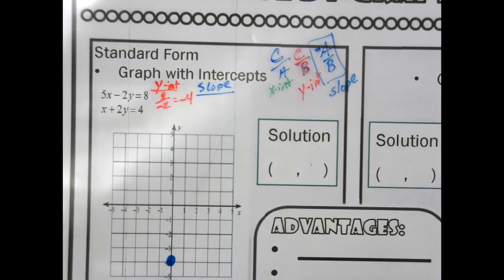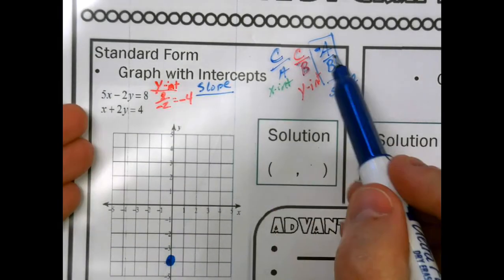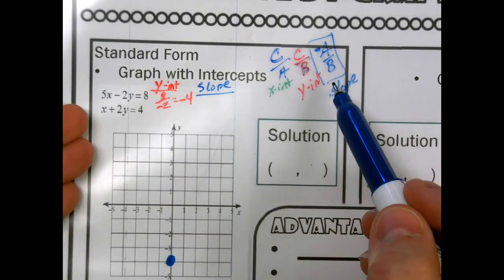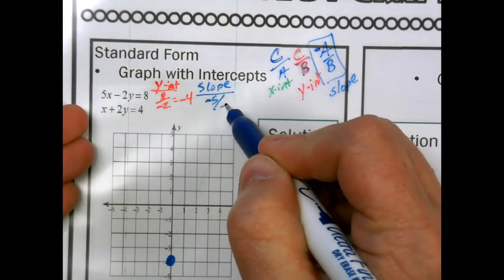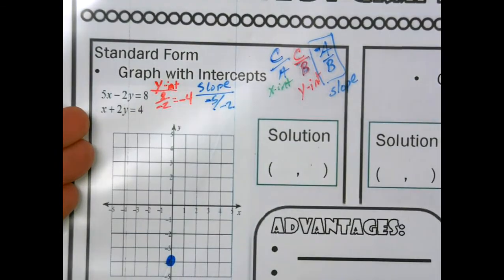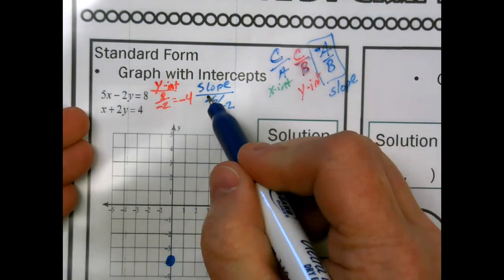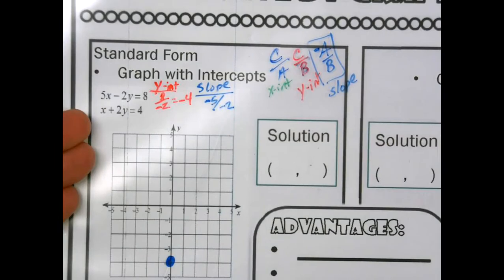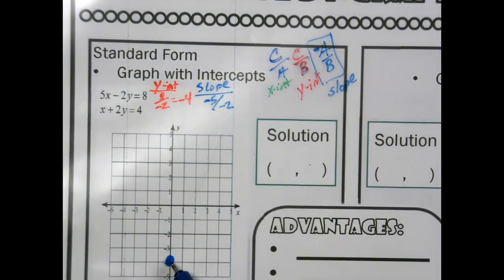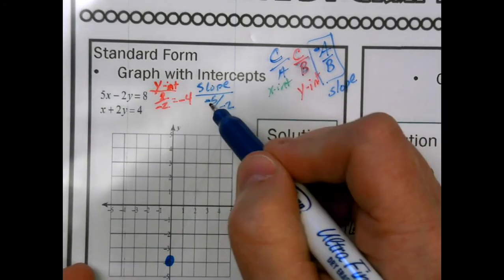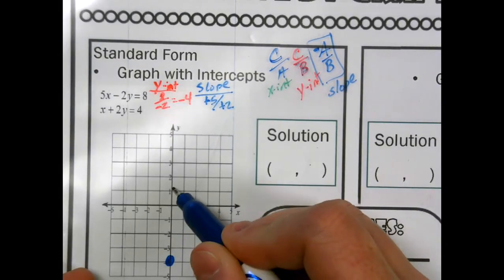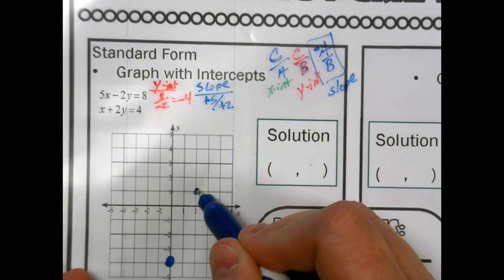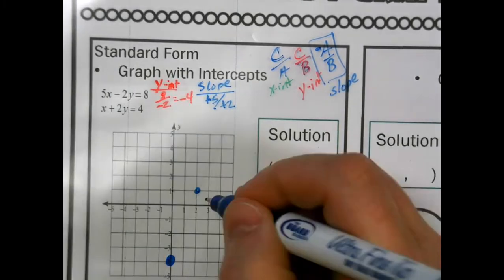My slope for this line is negative A over B, so negative 5 over negative 2. Does that reduce any? No, other than they could both be positive. If they're both negative, I might have to make them both positive. Can I go down 5 from this point? No, so I would need to make them both positive to go up 5: 1, 2, 3, 4, 5, and positive 2 over.